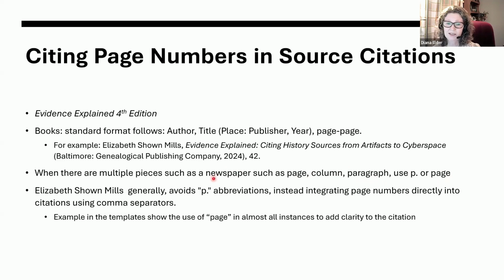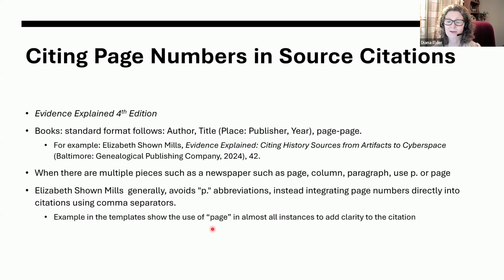And then I noticed that in all of the templates in Evidence Explained that Elizabeth Shown Mills generally avoids just using the P. Instead, she shows the use of the full word page in almost all instances. So I thought that was really interesting. I looked through all the templates. So for instance, if she's showing a marriage book that's been digitized in the physical layer, she'll write out page 256. And so that's what I noticed in the book.